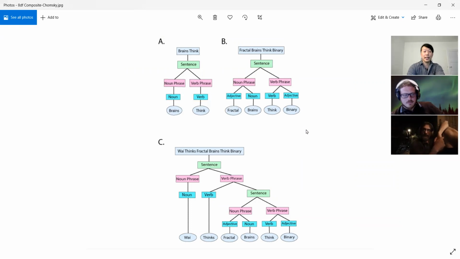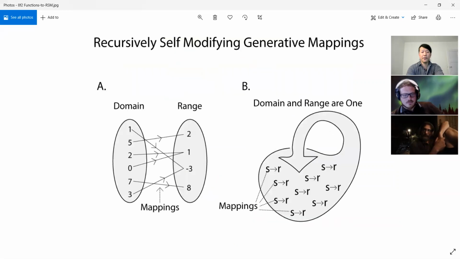Now we go from mapping to recursively self-modifying mapping. We had domain and range earlier on, but this is something different. What we do now is basically we change it, because it's recursively self-modifying. There is no domain and range anymore. It means that the SR stimulus response mappings become a kind of unified domain and range. There is no one domain and one range because there's only one object that recursively self-modifies itself.